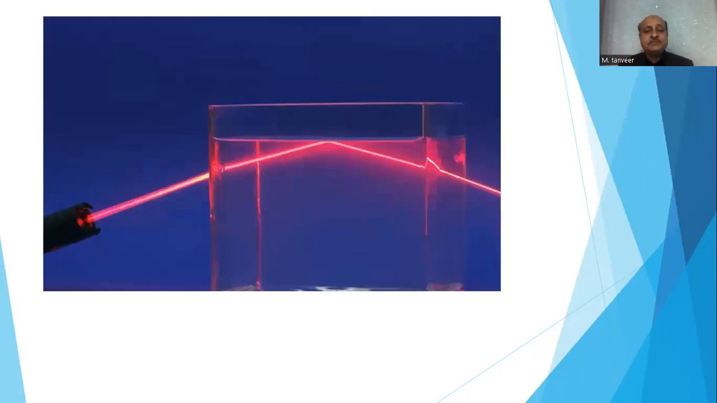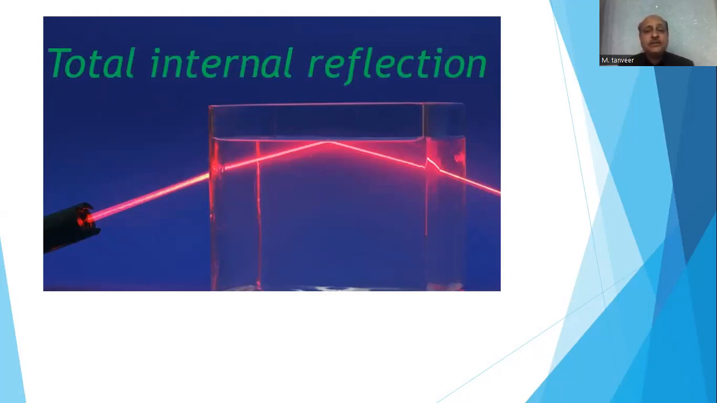Look at this picture. In this picture, laser light is entering from water, but it does not go to the air. It bounces back in the water. But in refraction, we discussed that a ray of light entering from one medium into another changes its path. But here, the ray of light which goes from water does not go to air. It bounces back in the same medium. This phenomenon is called total internal reflection. So today we will start total internal reflection.